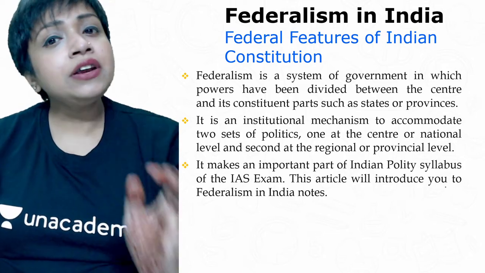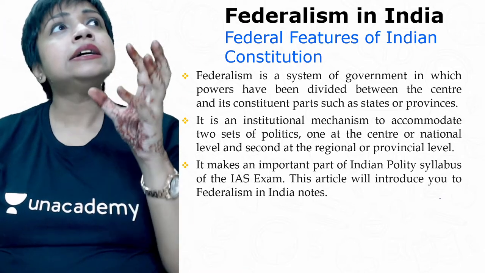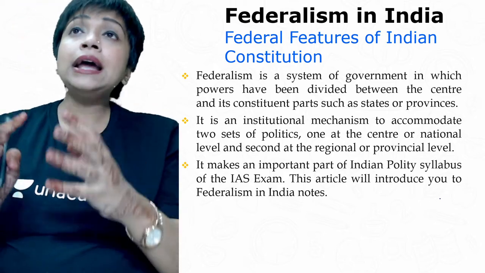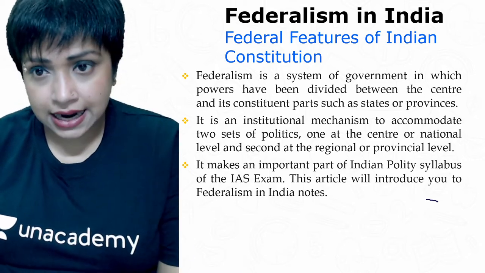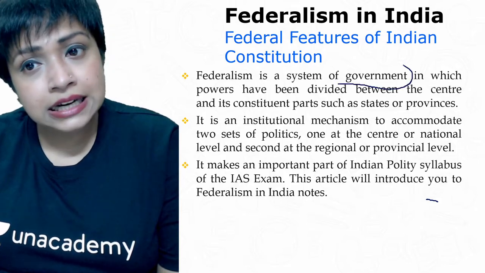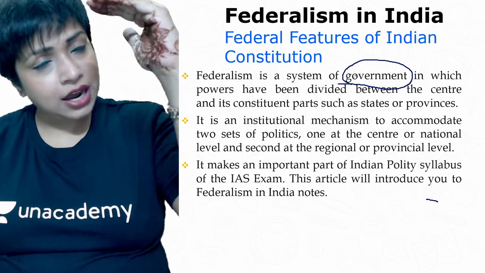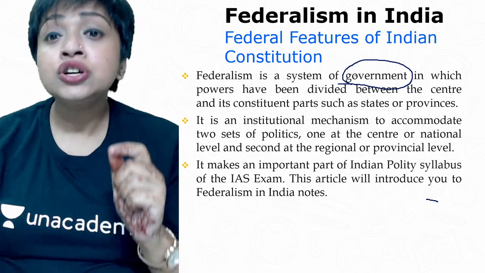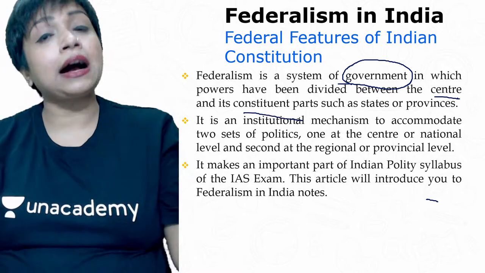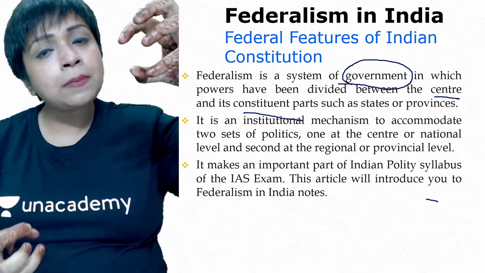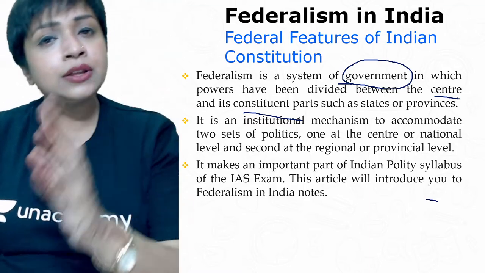All right, so when we talk about federalism, there are a few points that you should never miss out while writing a civics answer or while understanding a concept of civics. First and foremost, federalism is a system of government. This government setup has been broken down into three parts: the union, the state, and the local, in which the powers have been divided between the center and its constituent parts. In India, it will be the union, the state, as well as the local bodies, whether the city bodies or the village bodies.